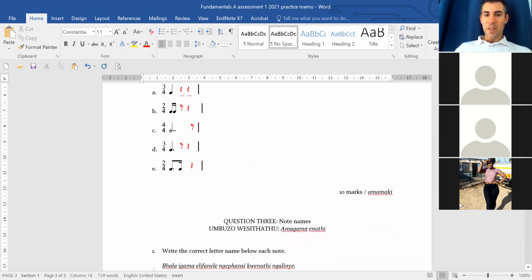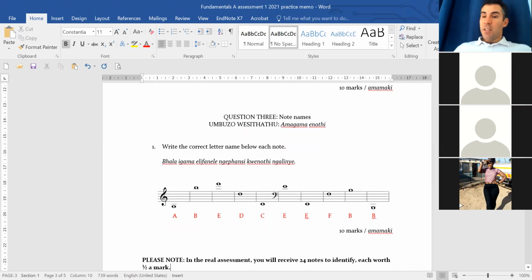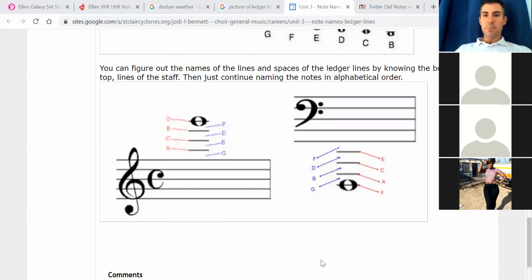Okay. Are we all happy with that? Yes, sir. All right. This next one, note names, is quite simple. The only difficult part about these note names are the ones that are on ledger lines. So I want to stop sharing this for a minute, and I just want to revise very briefly ledger lines. I'm going to share another picture with you. Tell me when you can see the picture. Can you all see? Yes, sir.